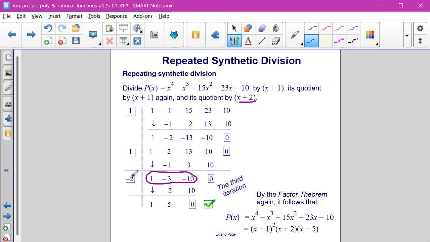So the number inside the box is going to be negative 2. Drop the 1 down. Negative 2 times 1 is negative 2. Add straight down, we get negative 5. Negative 2 times negative 5 is positive 10. Add straight down, we get 0. So therefore, by the factor theorem again, it follows that our original p of x function can be rewritten or simplified as the quantity x plus 1 squared times the quantity x plus 2 times the quantity x minus 5, which we get from our last quotient.